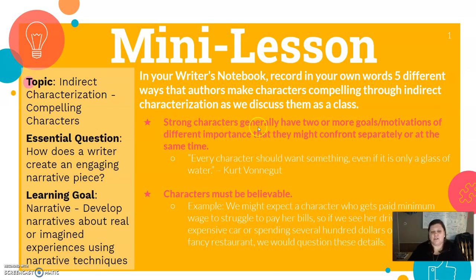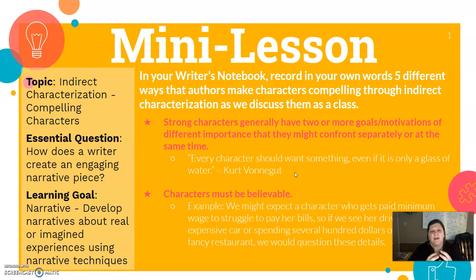The first one is that strong characters generally have 2 or more goals or motivations of different importance that they might confront separately or at the same time. There's this quote from Kurt Vonnegut that says every character should want something, even if it's only a glass of water, right? So there are normally 2 motivations happening.